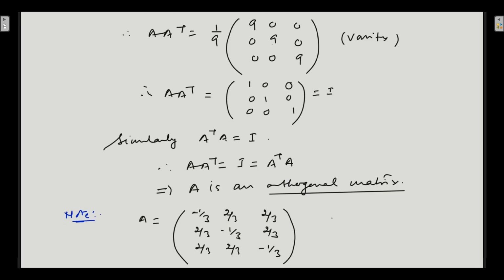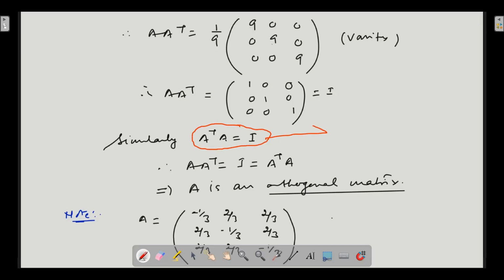Similarly, in a similar fashion, this is your homework. Okay, I am giving you one homework over here. What is your homework? Your homework is that you need to show that A transpose A is equal to identity matrix. This is your homework. Just show this.